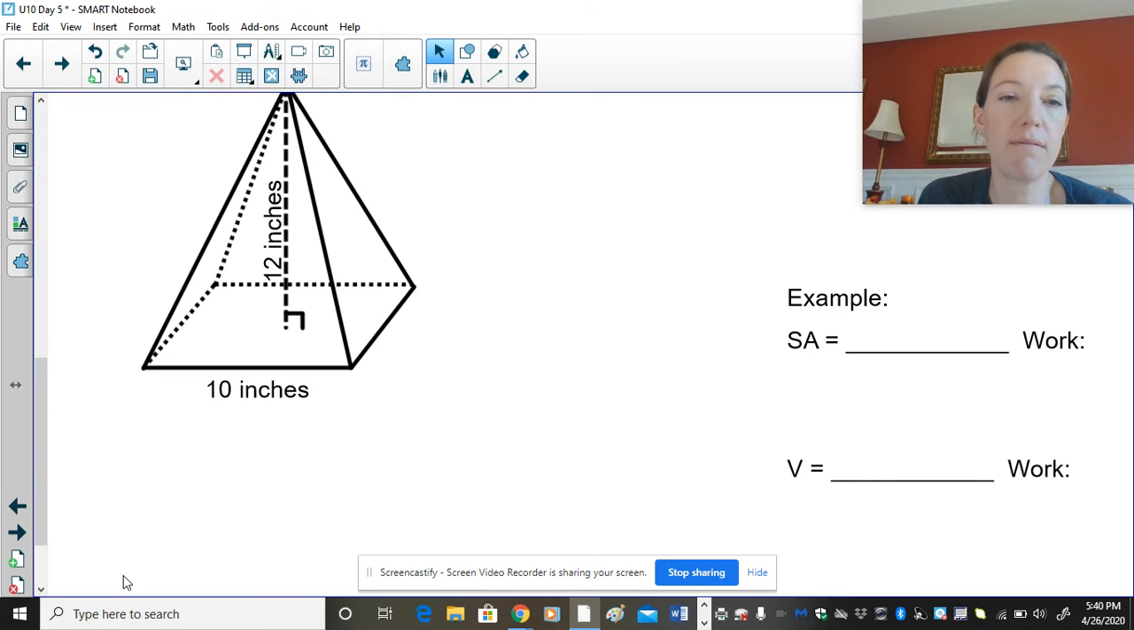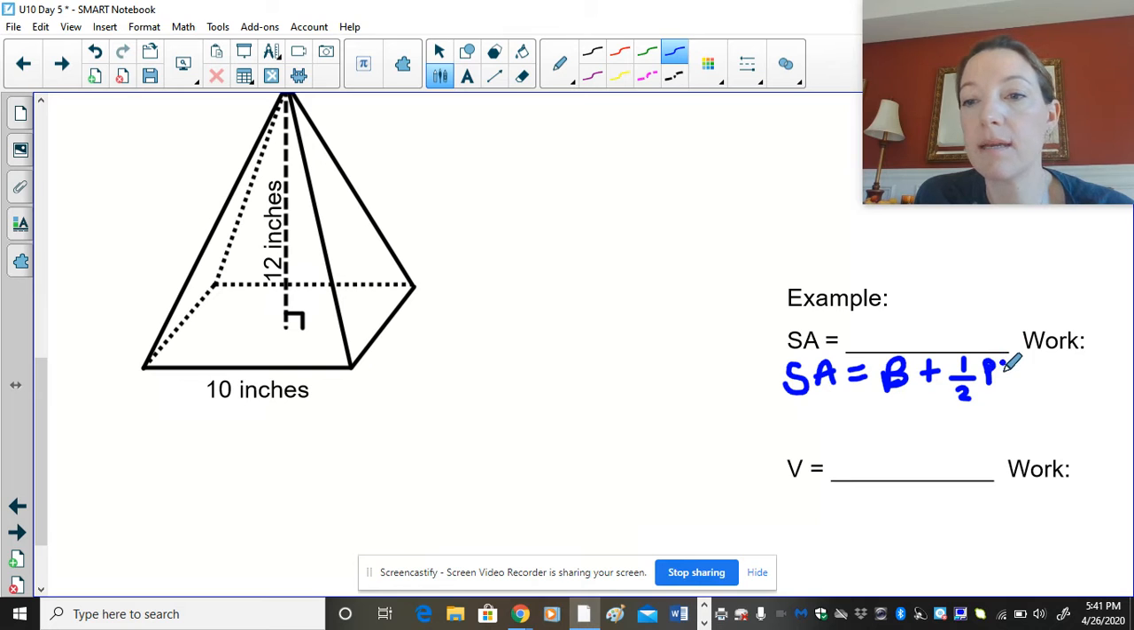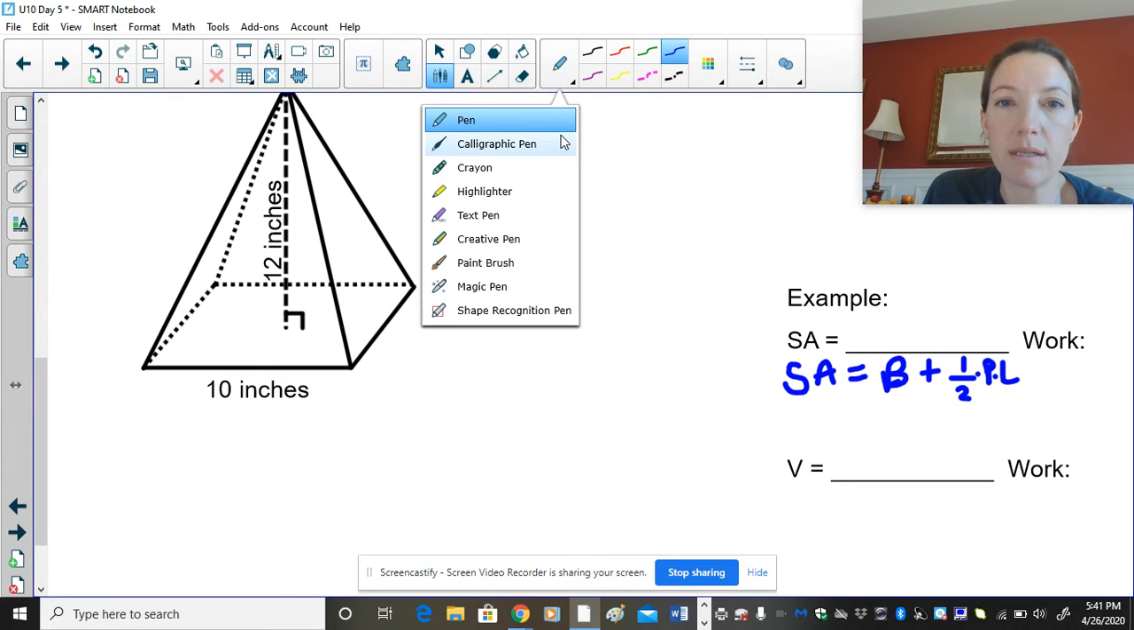Surface area. You have the formula up at the top. We just were looking at that. Do you remember what that formula was? Total surface area for a pyramid will be calculated with the formula B plus half times P times L. Okay. So do you guys have all the information you need for those? Let's start going one at a time.